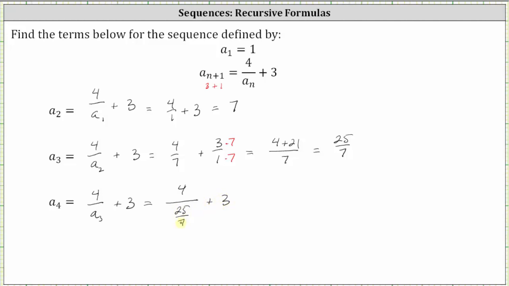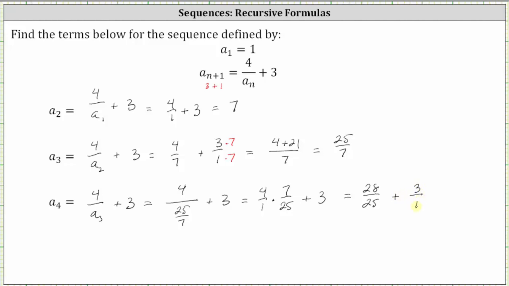Dividing by a fraction is equivalent to multiplying by the reciprocal, and therefore dividing by 25 sevenths is equivalent to multiplying by 7/25. Let's write 4 divided by 25 sevenths as 4 over 1 times 7/25. And of course we still have plus 3. Multiplying the fractions, we have 28 25ths. And then plus 3, let's write plus 3 as plus 3 over 1.